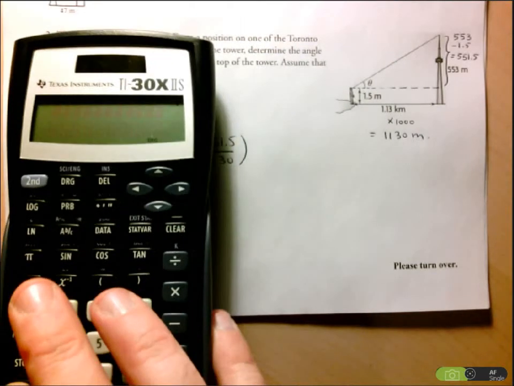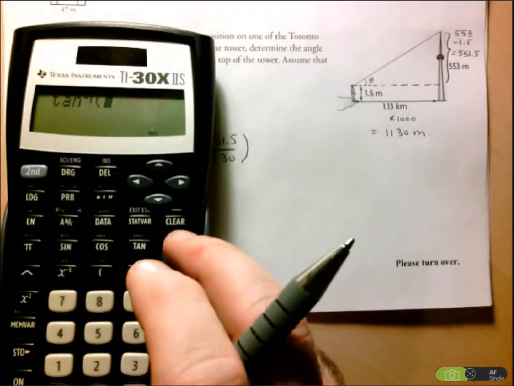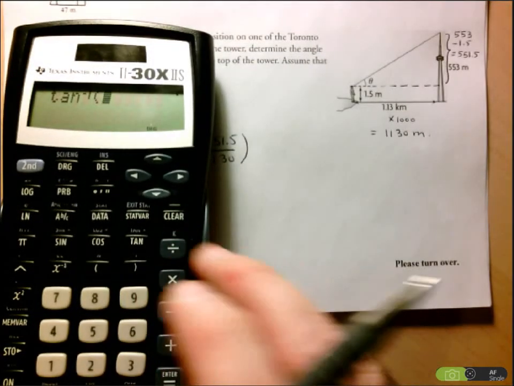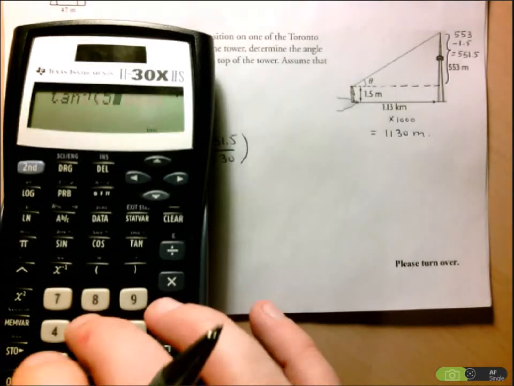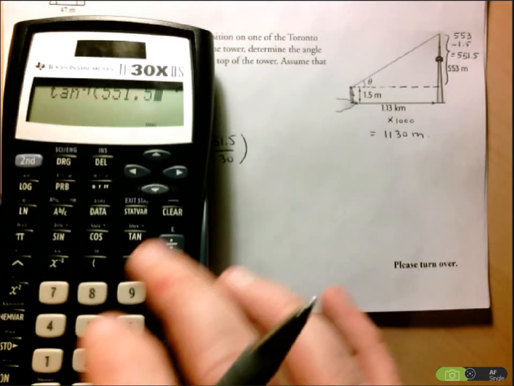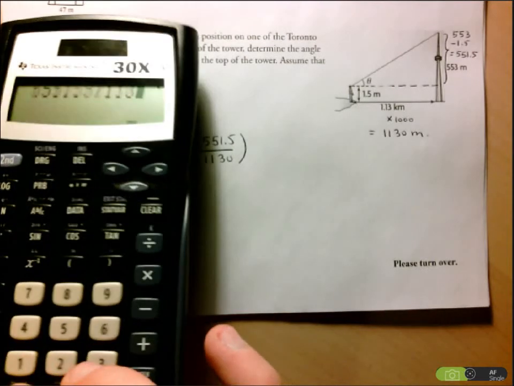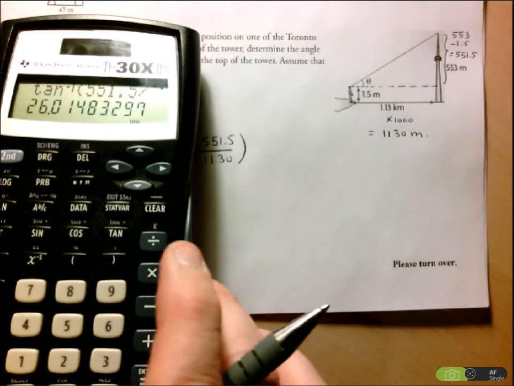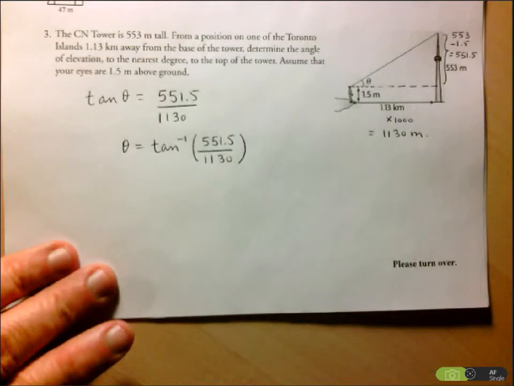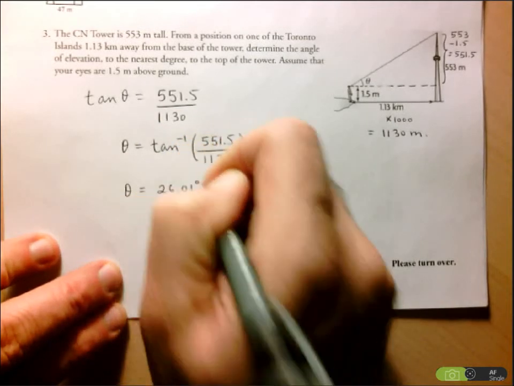Okay. And now let's just make sure we know how to input that into our calculator. So I'll just show this here. So inverse tan. Okay, now my calculator opens up the bracket automatically. If yours doesn't, please make sure you open it up. And we've got 551.5 divided by 1130. Close the bracket, and we've got an angle of 26.01 degrees. Okay, so theta here is 26.01 degrees.